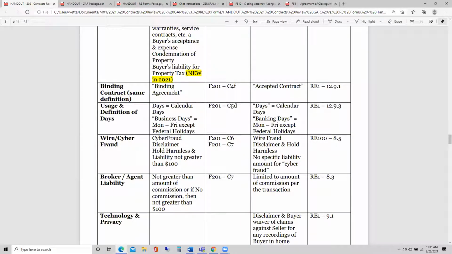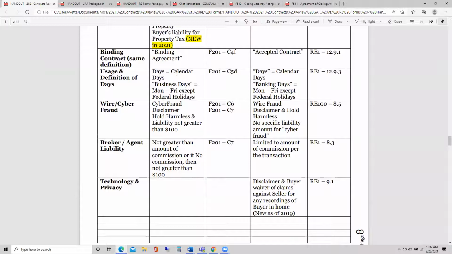Binding contract, it is the same definition, just different terms. GAR refers to that as a binding agreement. The RE forms refers to a binding agreement as an accepted contract. Under days, same thing, calendar days. GAR uses the word business days to mean Monday through Friday, no federal holidays. RE forms uses the term banking days.